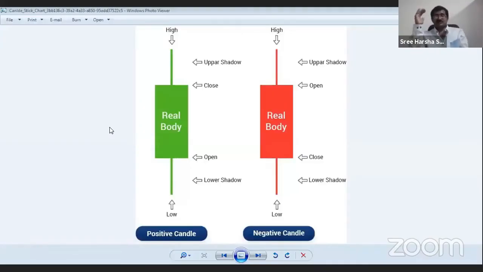Then it becomes very clear. See, this is how the candlestick works. This is the real body, and this is called the upper shadow. This is called the close, and this is the high. The highest price is this, and the lowest price will be here. If we start low and go high, it will be a green candle. If we start high and go low, that is going to be a red candle. Today, if you see, we have made a red candle.